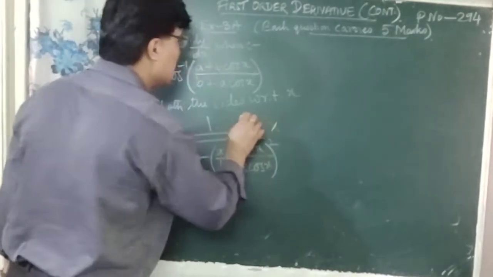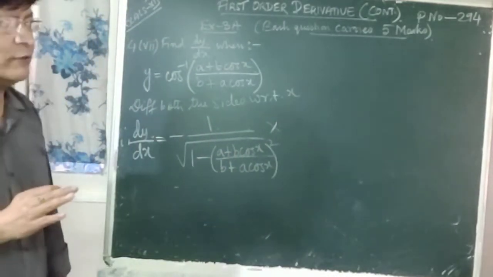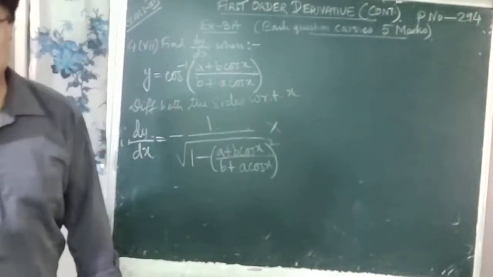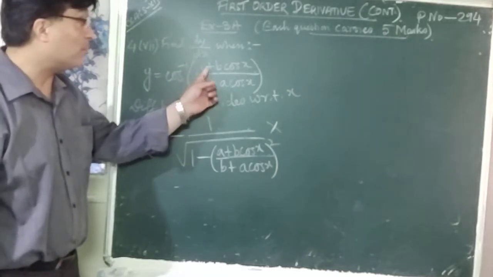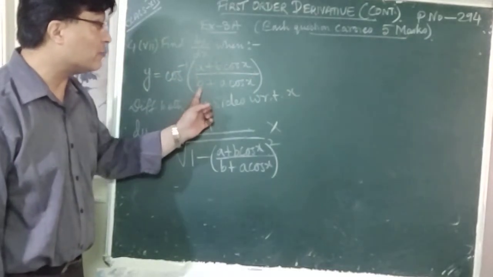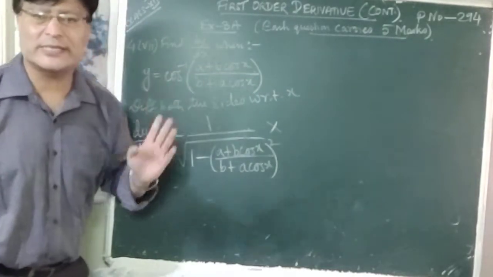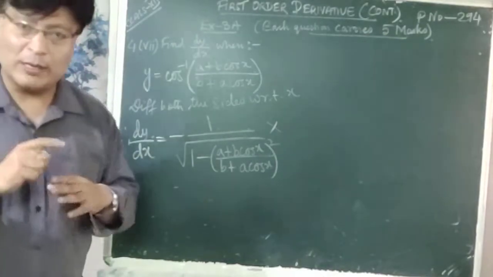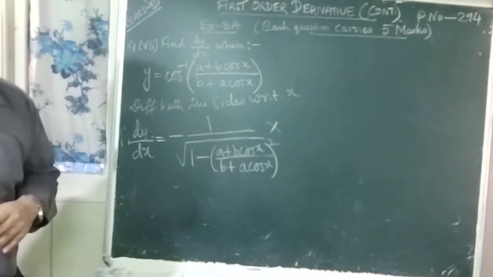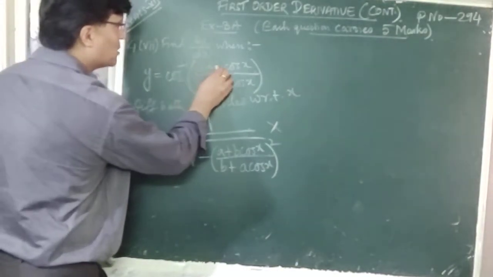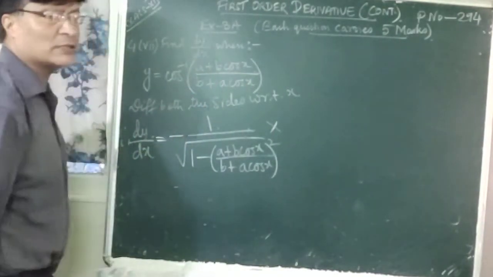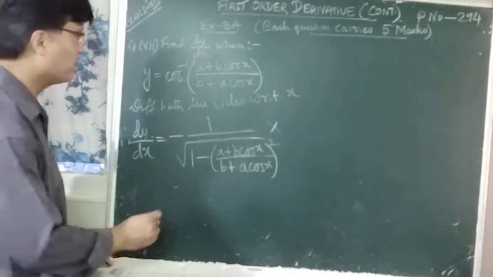Into, again, you have to differentiate the term which is assumed as x, isn't it? Which function was taken as x? A plus b cos x divided by b plus a cos x was taken as x. You have to differentiate the function which is assumed as x. That means you have to differentiate a plus b cos x divided by b plus a cos x again, right?